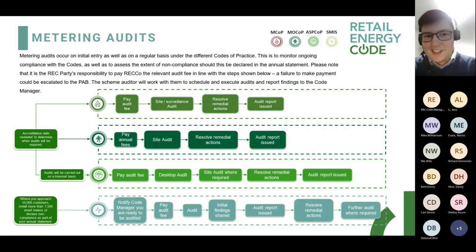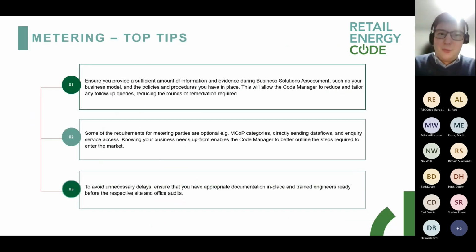So again, to continue with the top tips theme we've got going along, if we can possibly move on to the next slide, please. One of the big top tips here is to ensure that you provide a sufficient amount of evidence and information in the BSA. As previously discussed, we take a holistic risk-based approach, and we tailor our follow-ups based on your business model and the other evidence that you've submitted. So the more information we have, the more we can ensure that the follow-ups we send you are actually appropriate and necessary.